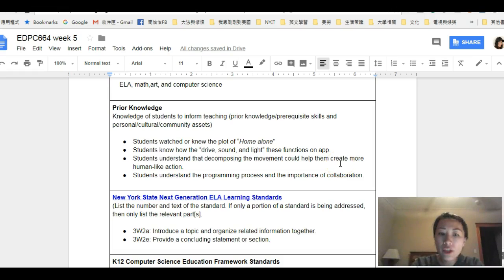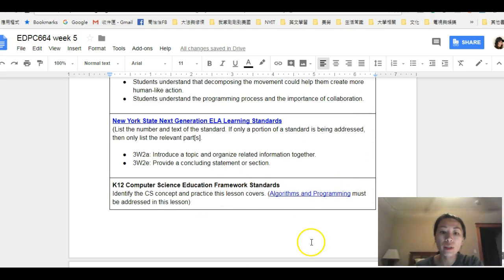For applied knowledge, I hope students can have a little bit of knowledge about the plot of Home Alone, because I hope they can design some program to protect themselves or to help their friends. Students also have to know the basic functions on the app. Students understand that decomposing the movement could help them create more human-like action, and they also understand the programming process and the importance of collaboration.